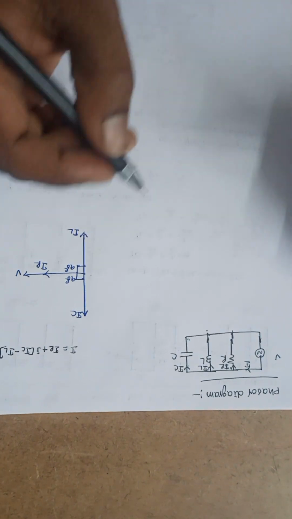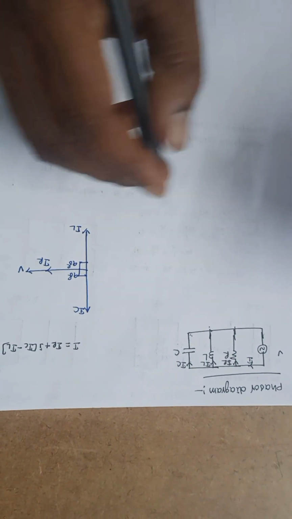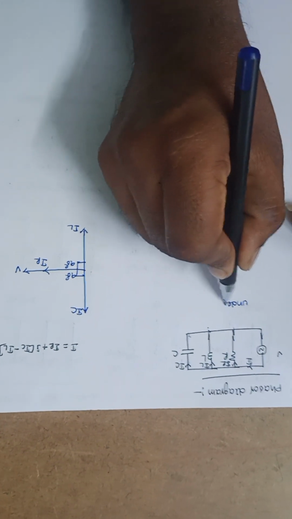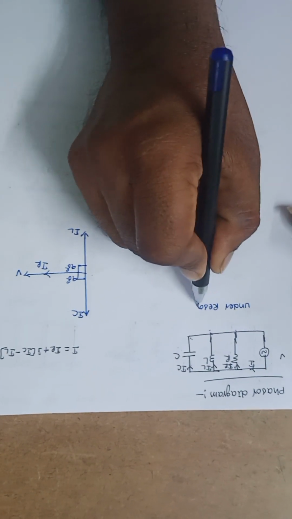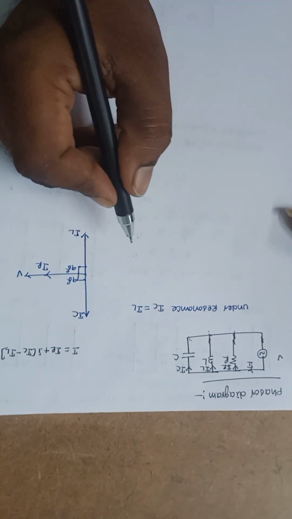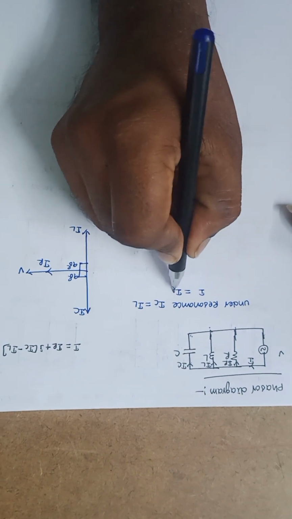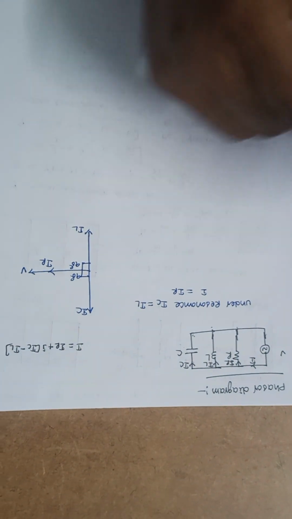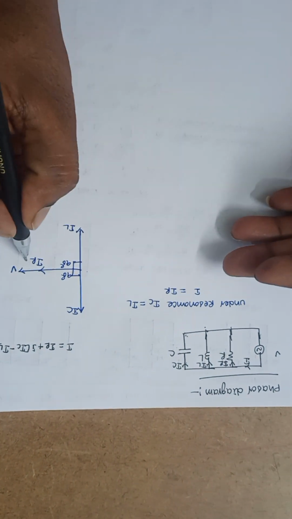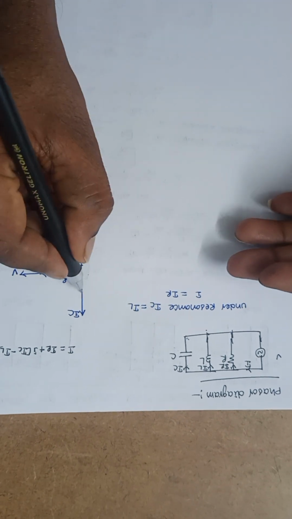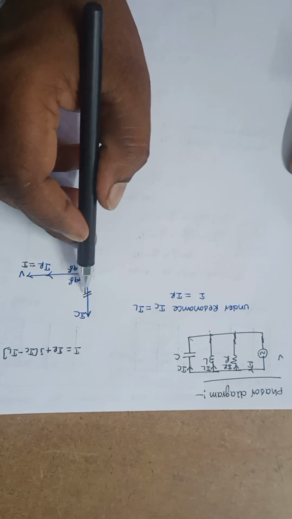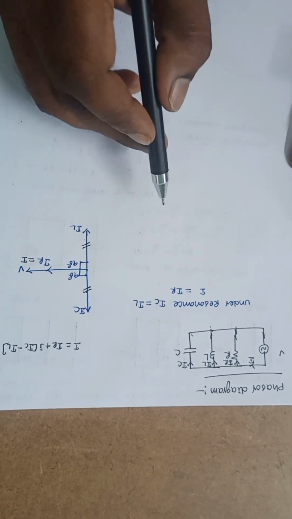Under resonance condition, IC is equal to IL. So I is equal to IR. So this IC is equal to IL here. So I is equal to IR. So this IR is equal to I, and this IC is equal to IL. Both are the same. This symbol represents that these two are equal.